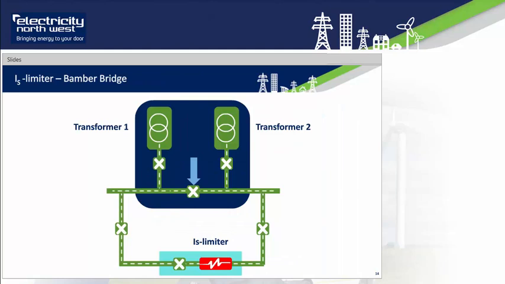The first site is at Bamber Bridge in Preston. At this site we have a substation busbar section open. The IS limiter is acting as a closed busbar section breaker. If the fault level is exceeded for any of the circuit breakers at the substation, the fault level assessment tool will enable the IS limiter. If a fault then occurs, the IS limiter will operate at 5 milliseconds and effectively open the busbar section at the substation, which halves the fault level any of the circuit breakers will see, therefore operating safely.